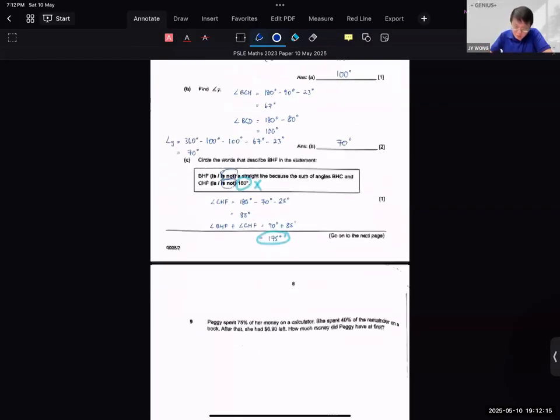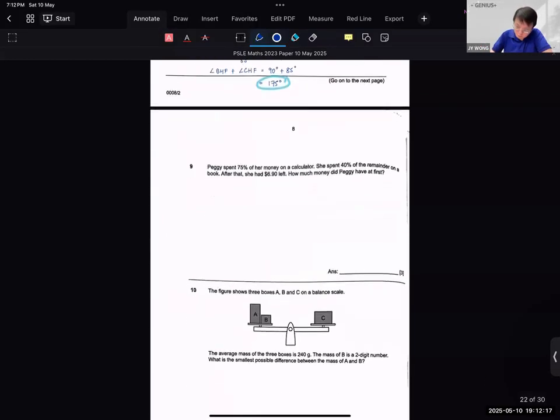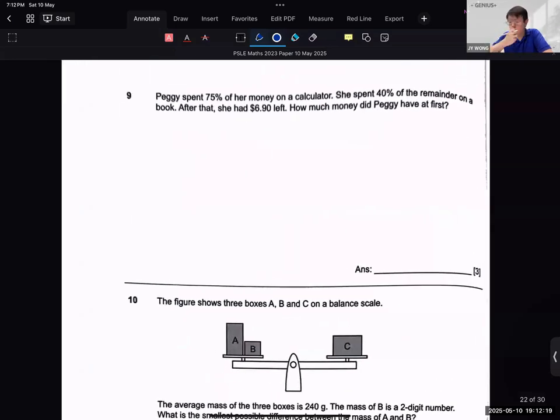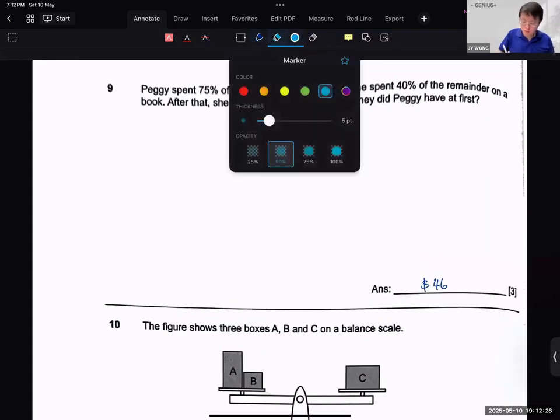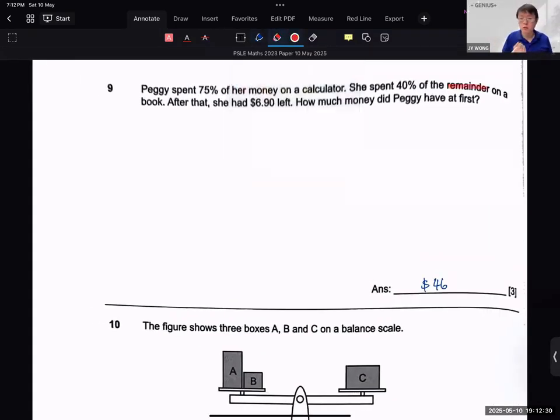So the answer to question 9 is $46. Keyword in the question, remainder. So this is a remainder concept.